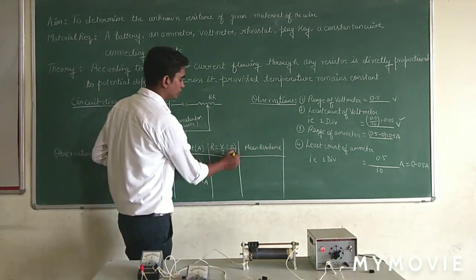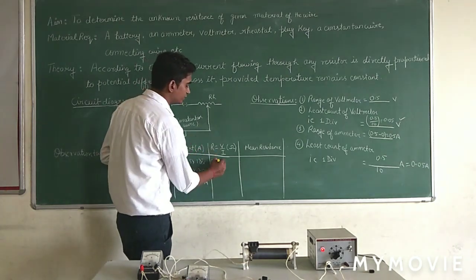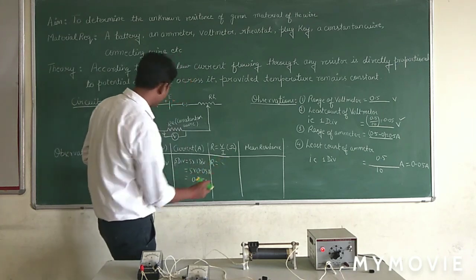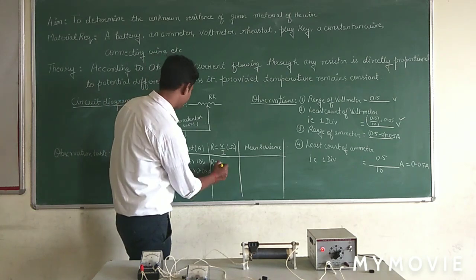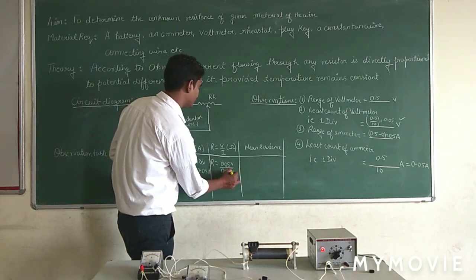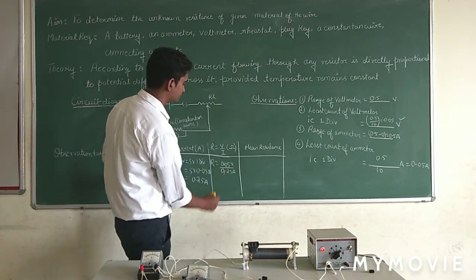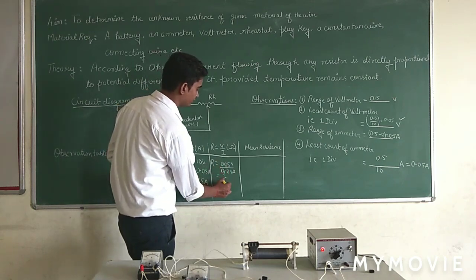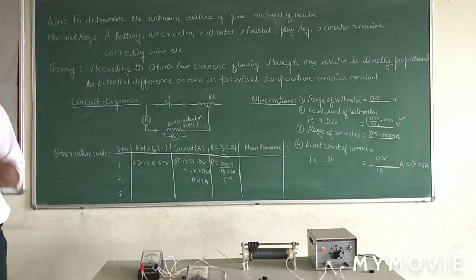According to Ohm's law, the resistance across any device is equal to the potential difference upon current. So what is the potential difference in this condition? The voltage is 0.05 and the current is 0.25 amperes. Removing the decimals, we get 1/5 ohms. Okay, for this condition we are obtaining the resistance as 1/5.